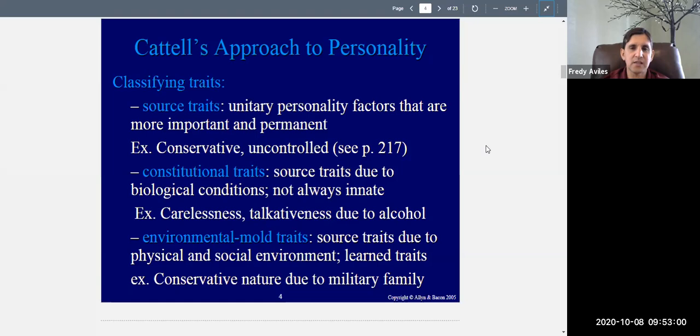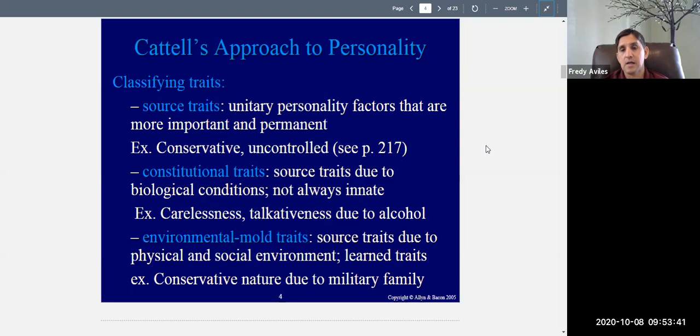Constitutional traits are a type of source trait that are due to biological conditions, not always innate, okay? So constitutional traits are source traits that are not so permanent, not so much due to personality, but are due to your biology. Like for instance, you can be careless and talkative because you are drunk. Your biology is being affected by this drug, so it is a biological condition, right? And it's a constitutional trait, being careless and talkative because you are drunk. So it's not necessarily innate, not something you were born with, but it's something due to a biological condition.